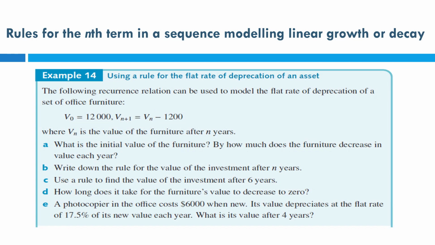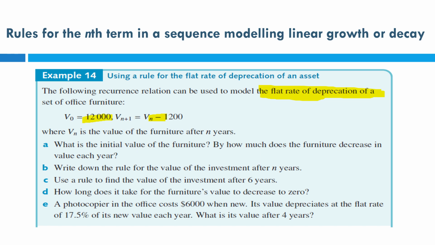Okay. The next example follows flat rate depreciation. Very, very similar. The only difference here, because it's depreciation, it means it's going to be decay. So it's reducing. So that's why we've got our negative there. You've been given the recurrence relation. What's the initial value of the furniture? You can work that out straight away. It's 12,000. There it is.